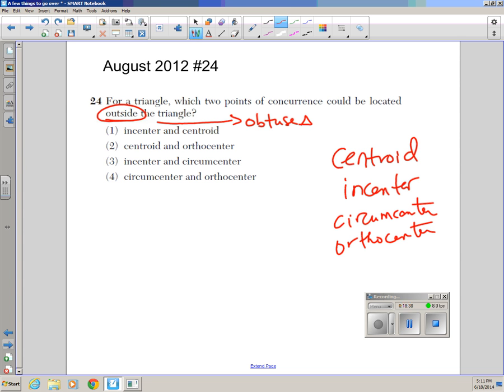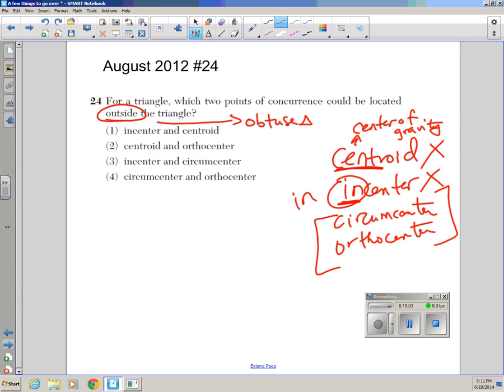Centroid, we know, is always inside the triangle. It's the center of gravity. Okay, if you remember when I gave you the cardboard cutouts, the centroid is the center of gravity. So the center of gravity of something, in order to balance it on your finger, can't be outside the triangle. The incenter is always in the triangle. And so it's the circumcenter and the orthocenter that can be outside in obtuse triangles. And so the answer is choice 3.